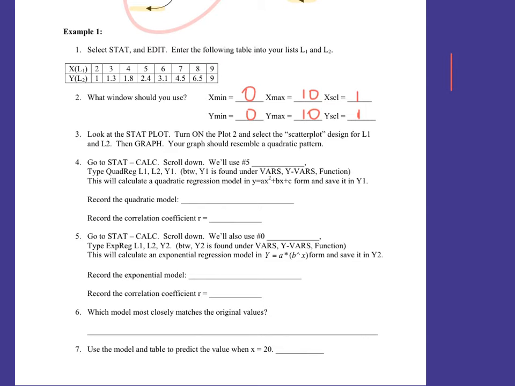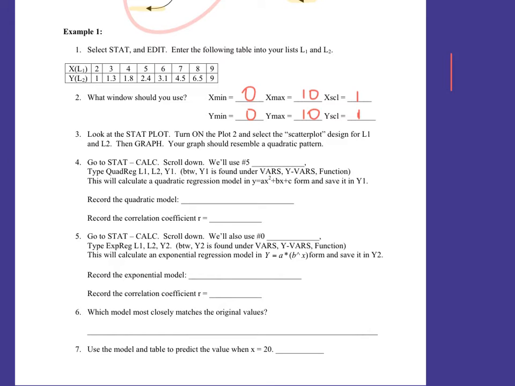So go ahead and hit stat, go over to calc, and you need to find the exponential one. It's kind of near the bottom. So we have done ln reg, we've done quad reg, cube reg, we've done all these, but exponential reg is option O or option 0. And so you want to run the exponential regression. So go ahead and select that.